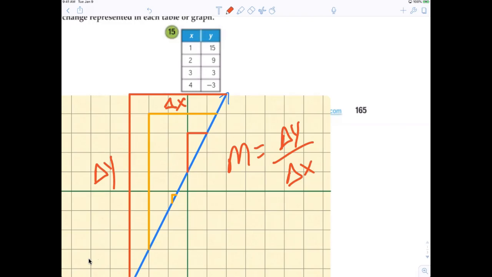So it's delta y because delta means change. You could change the y. That's what that means. The change in y is y2 minus y1, and the change in x is just x2 minus x1. All right? Does anybody have any questions?